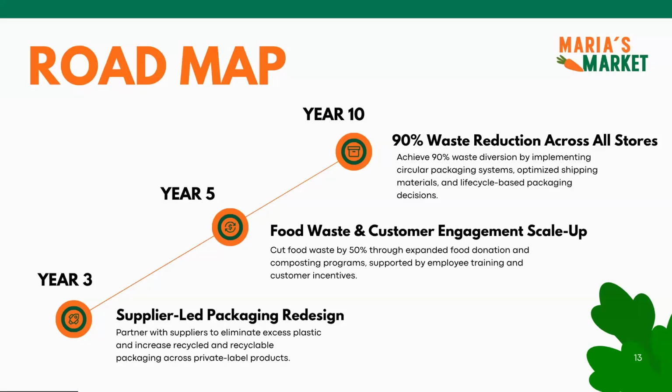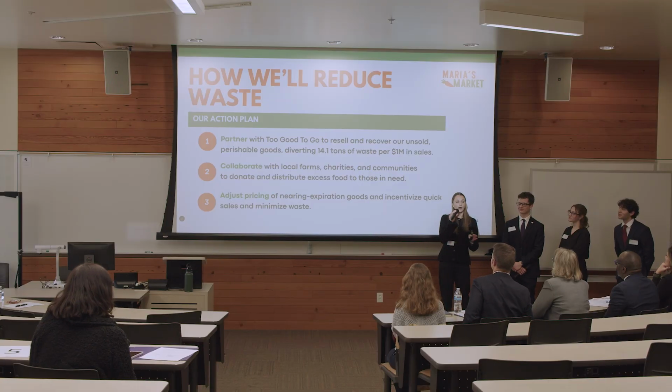By the third year, all Maria's Market private brand packaging will be switched over to sustainable. By year 5, all of our food waste will be cut in half, and by year 10, we will achieve our goal of a 90% reduction in waste. Now you might be wondering, how exactly will we achieve that? I'm glad you asked. We have a 3-step plan on how we will do so.